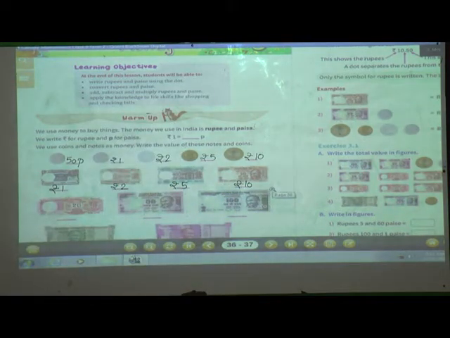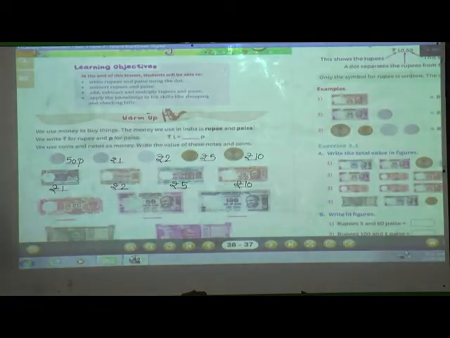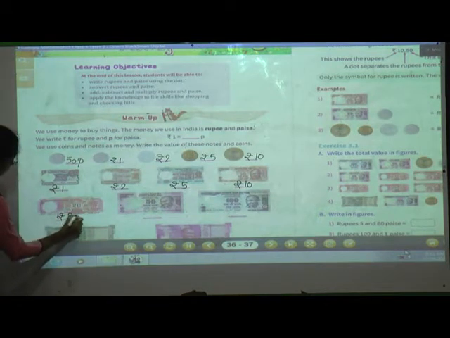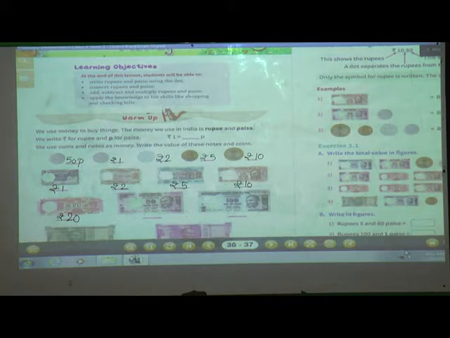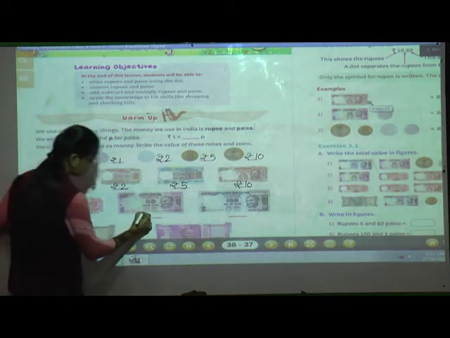Next, see here. Yes, this is the note of 20 rupees. So how will you write here? Rupees 20. Okay. Next, yes, see this note. This is the note of, yes, 50 rupees. Correct. Here you can see the number 50, and here in the Hindi language it is written 50 rupees. So here we'll write rupees 50.